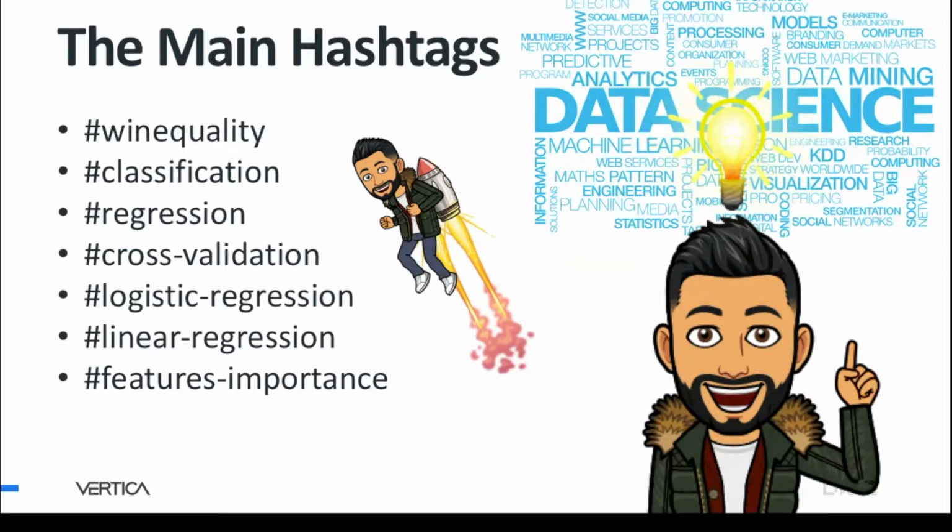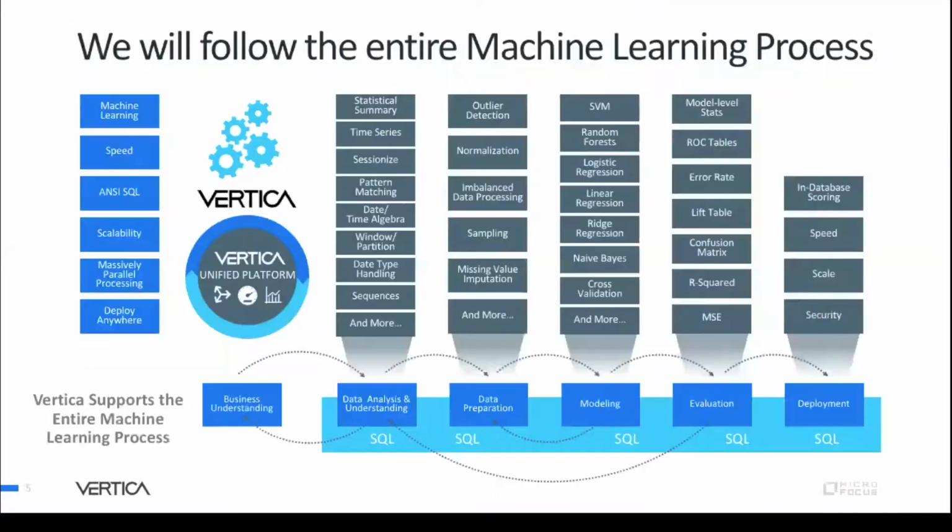We will use classification first, because we will have a rating of all the wines, so we can analyze and try to say if a wine is good or not. Then we will use a regression model in order to have a really relevant score for each wine. We will also use cross-validation, and we will deal with many machine learning models. During this presentation, we will follow the entire machine learning process.